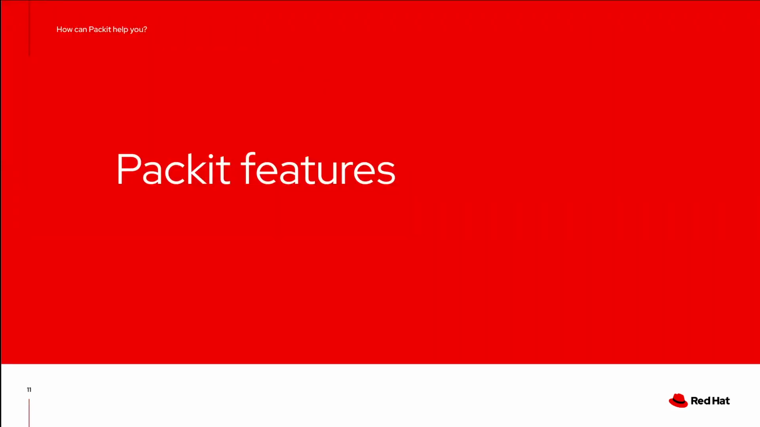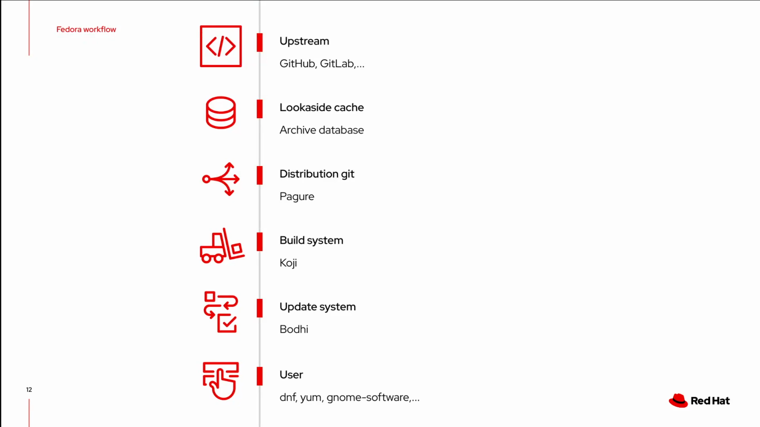And now we can see where Packit can help you with the Fedora workflow. This is again all the Fedora workflow. We can say that we need manual work to move code from the upstream to the look-aside cache, to change the metadata in distribution Git, to trigger a Koji build, and after the Koji build is done, to trigger a Bodhi update. And Packit can help you automate all of these.